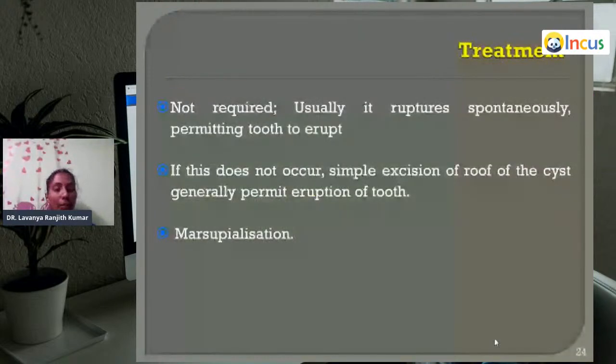So treatment is not required. Usually it ruptures spontaneously, permitting the tooth to erupt. If this does not occur, simple excision of the roof of the cyst usually permits the eruption of the tooth. Sometimes if it is large, then marsupialization is required. If it is asymptomatic and ruptures spontaneously, no treatment is required, which will allow the tooth to erupt. But if the rupture does not occur spontaneously, then simple excision of the roof of the cyst generally permits eruption of the tooth, and marsupialization.